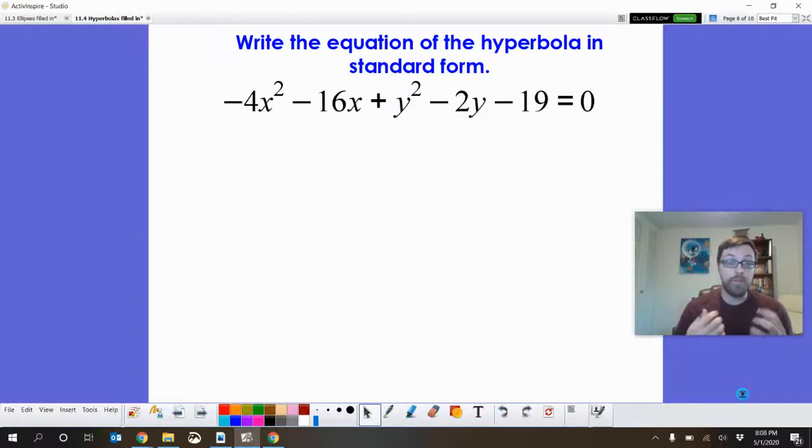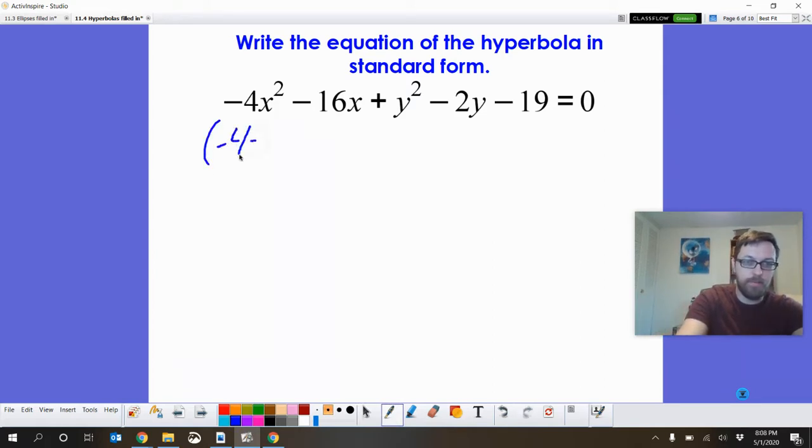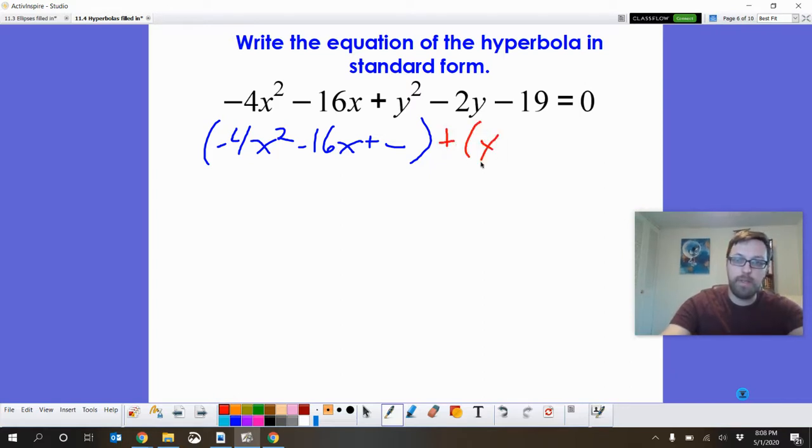Okay, so once again, we want to break this thing up into our x's stuff and our y's stuff. So our x's stuff, we've got this one with a -4 on it. So -4x squared minus 16x plus something. And then we've got our y stuff plus y squared minus 2y plus something. And it's going to equal, we got to bring that 19 to the other side, so I'll add a 19 to both sides. We got 19 there.